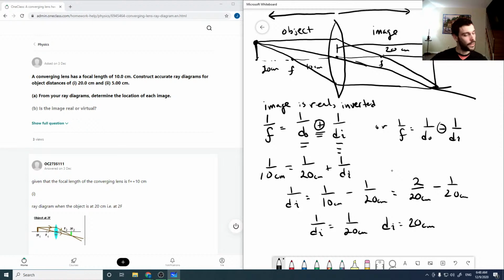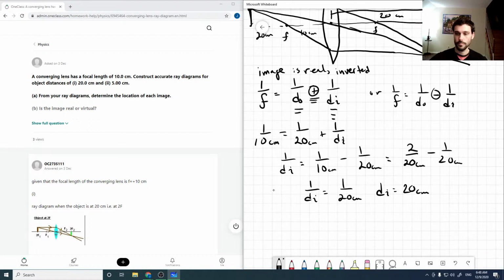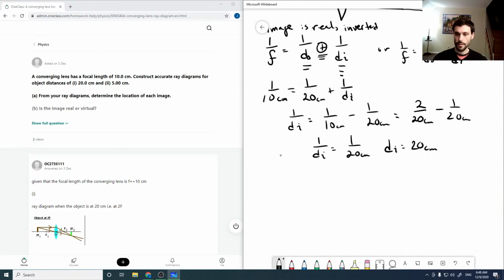And so the magnification is minus di over d naught, which in this case is minus 20 over 20, which is equal to minus 1. So it's an inverted image.